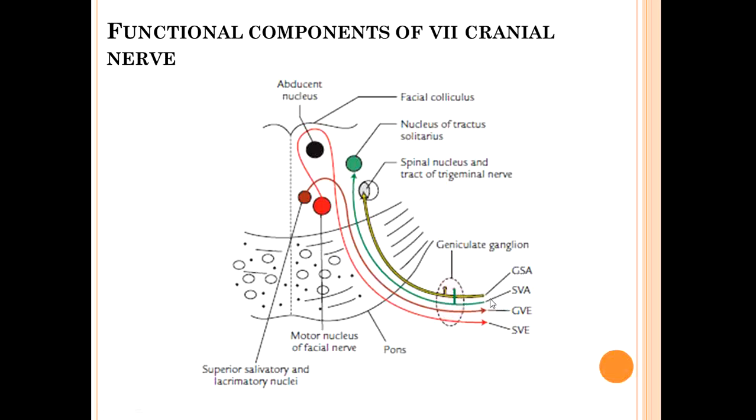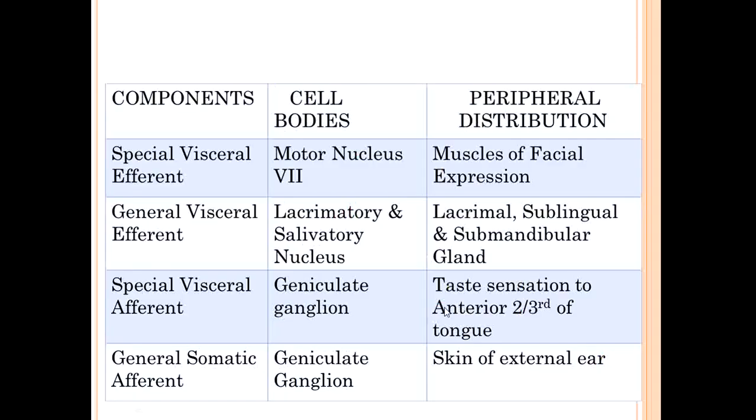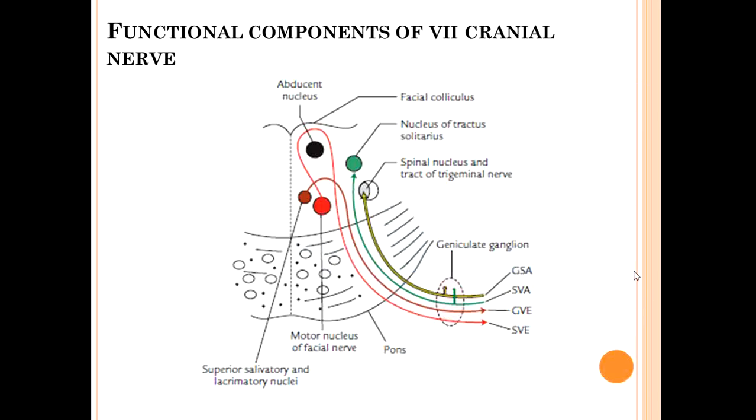Out of that, special visceral afferent. You see here special visceral afferent, that is special. So special sensation is carrying the taste sensation from the anterior 2/3 of the tongue. So special visceral afferent will be actually going to the nucleus tractus solitarius. Okay, solitarius.